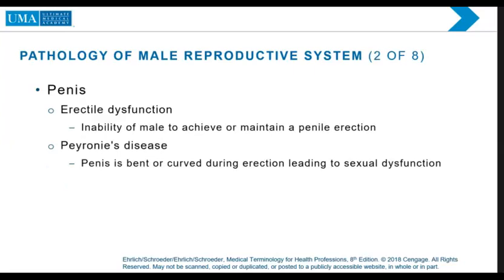Another condition associated with the penis is erectile dysfunction. This is the inability of a male to achieve or maintain a penile erection. There's also a condition called Peyronie's disease. This is when the penis is bent or curved during erection, leading to sexual dysfunction.